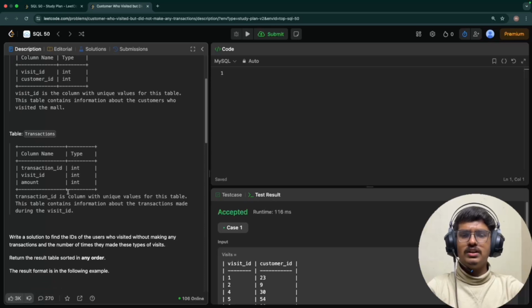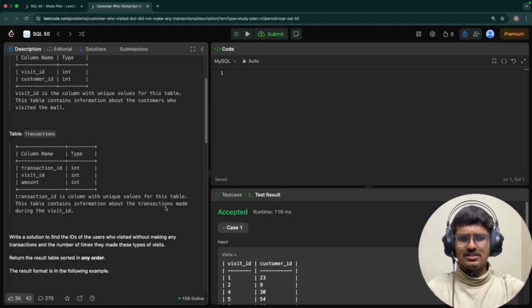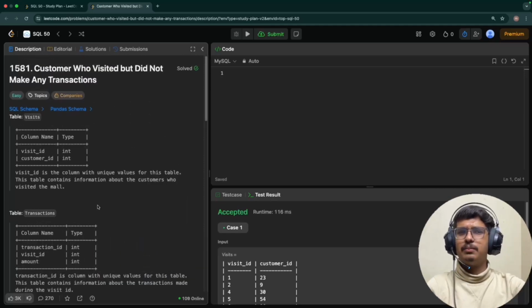We need to write a solution to find the IDs of the users who visited without making any transactions, and the number of times they made these visits. There is no sorting or ordering of data. So we need to use some type of aggregation, as well as some type of grouping to get that aggregation. How do we tackle this type of question?